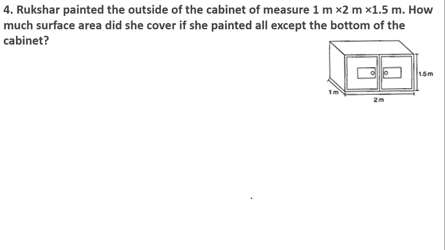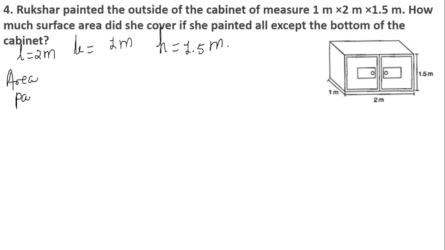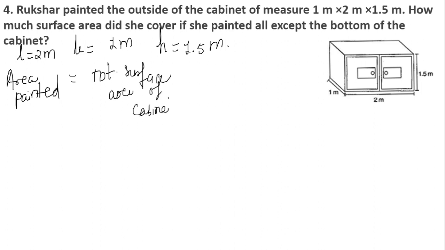Length of the cabinet is given to us. Look here, length is equal to 2 meter, breadth is equal to 1 meter, and height is given equal to 1.5 meter. Okay, so area painted will be equal to total surface area of cabinet minus the area of bottom, because we don't have to find the area of bottom, so I'll minus out the area of bottom over here. Okay, so using this particular concept we are going to solve.